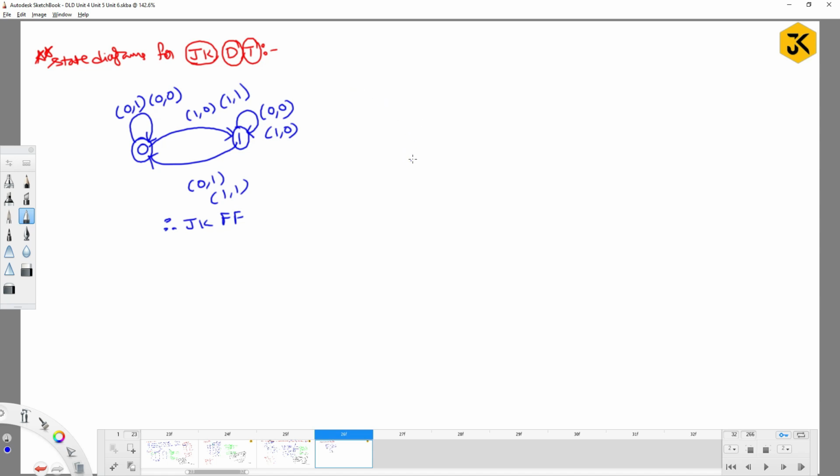Similarly, if you go through the D flip-flop, it also has two states. One is the 0th state, another one is the first state, and on 0 you will move to 0, on 1 you will move to 1. This is the corresponding state diagram for the D flip-flop. Guys, I am saying again and again, so go through the earlier videos so that you can get a clear idea how to draw this also without remembering anything.